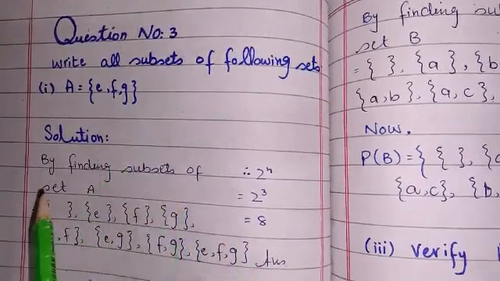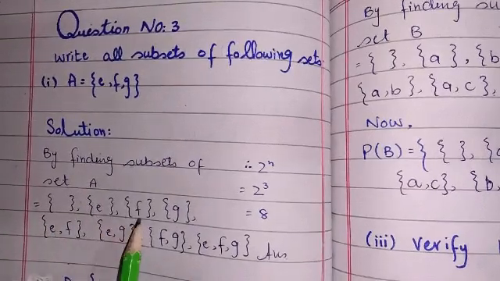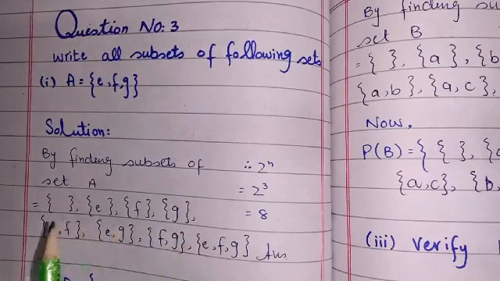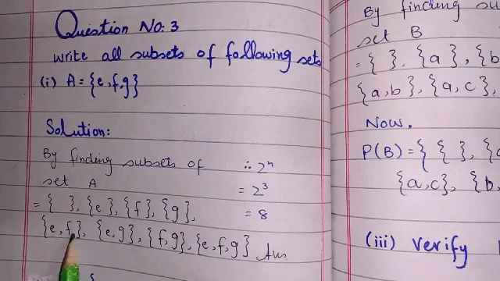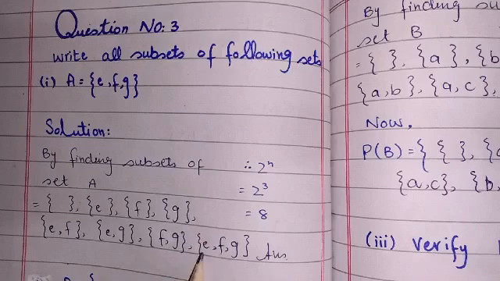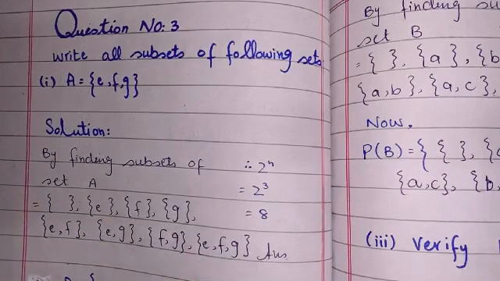By finding subsets of set A, first we will write our empty set, then set having element E, then set having element F, then set having element G. Now students, we will write the sets having 2 elements: set having elements E, F, then set having elements E, G, set having elements F, G, and set having elements E, F, G. So students, we have found the subsets of set A. This is our answer.